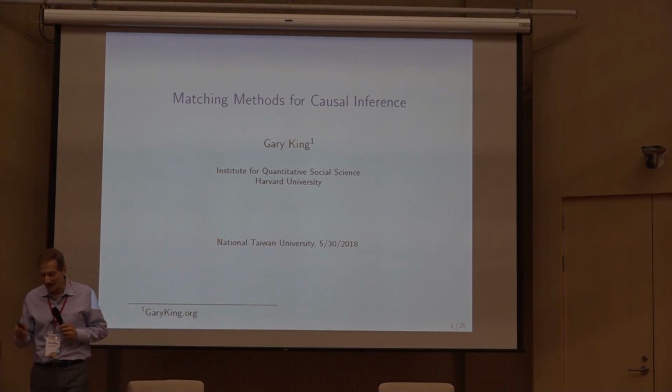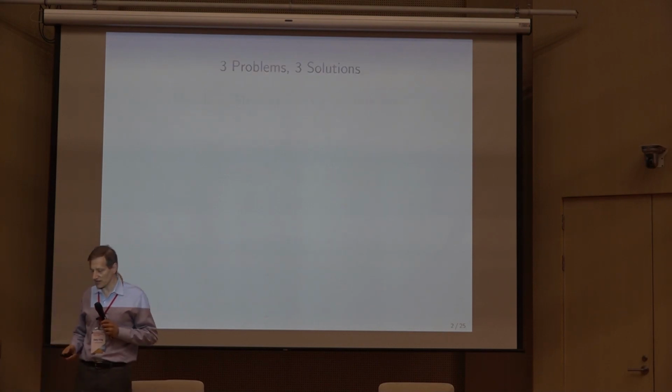So I'm going to talk about causal inference and matching in particular. This will give you a sort of an overview. There's three problems, three solutions. I'll probably just talk about the first two depending on what we get to.